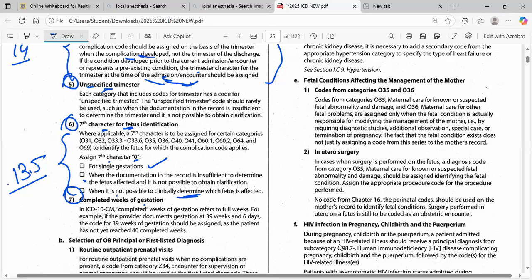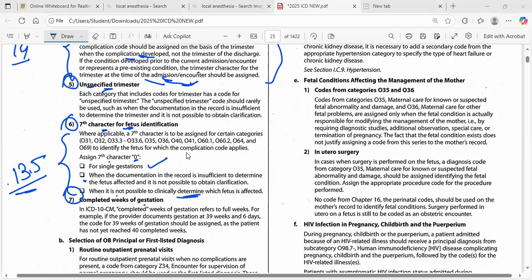What is your preference? If the patient is 13.5 weeks pregnant, will you use a 13 week of gestation code, or a code from the 14 week series? Perfect, someone answered 13. So we are going to use 13 only. They will not use 14 until it's a complete 14 weeks of gestation.